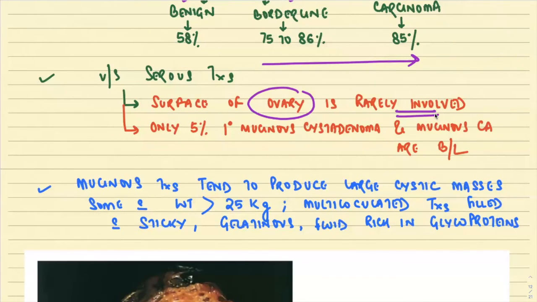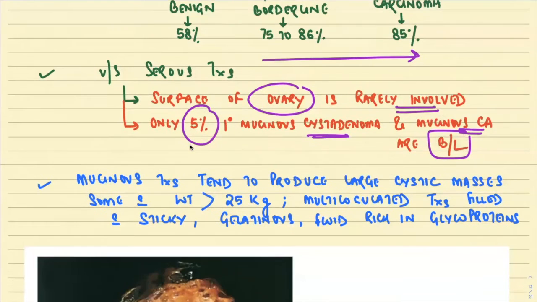It is not involved, just like in the case of your serous tumor, where the surface was widely involved. Over here, it is not that. And only 5% of the primary mucinous cystadenomas and mucinous carcinomas are bilateral. So the majority are unilateral tumors. And I showed you the serous tumors are much more bilateral compared to the mucinous tumor.